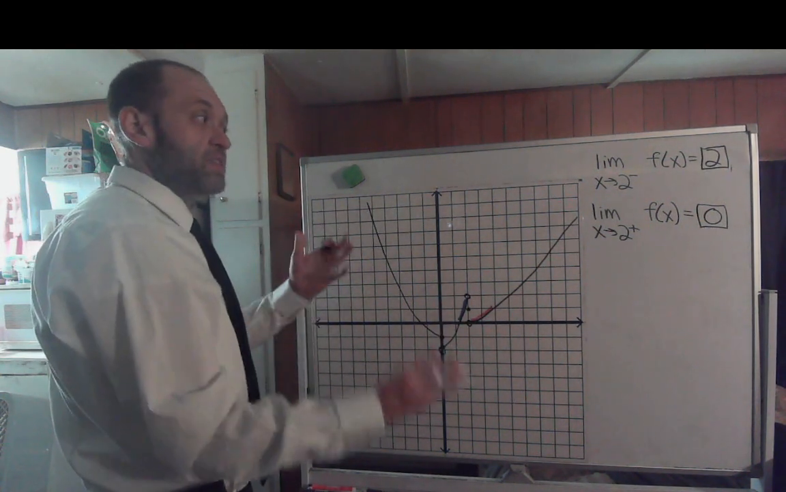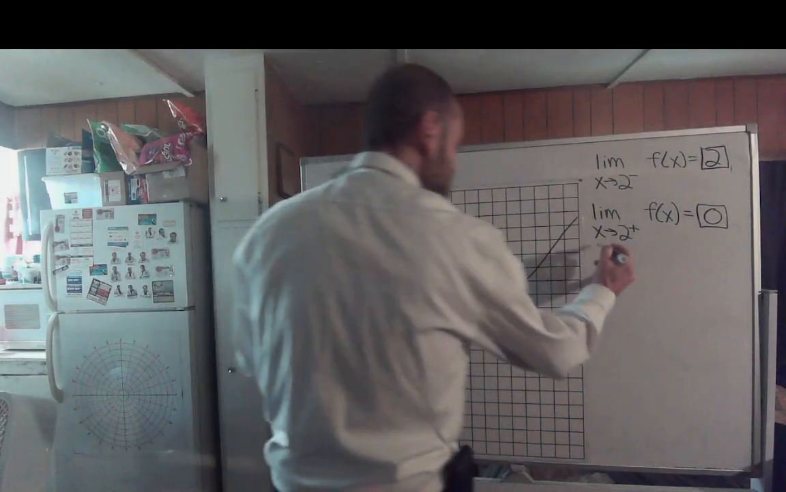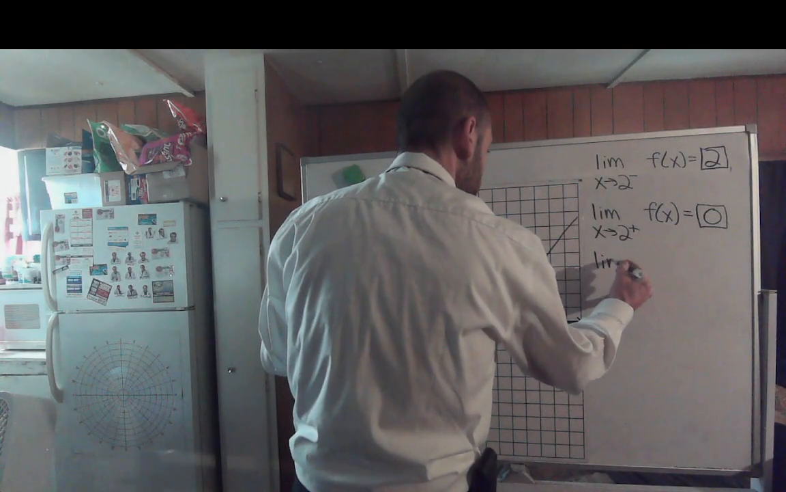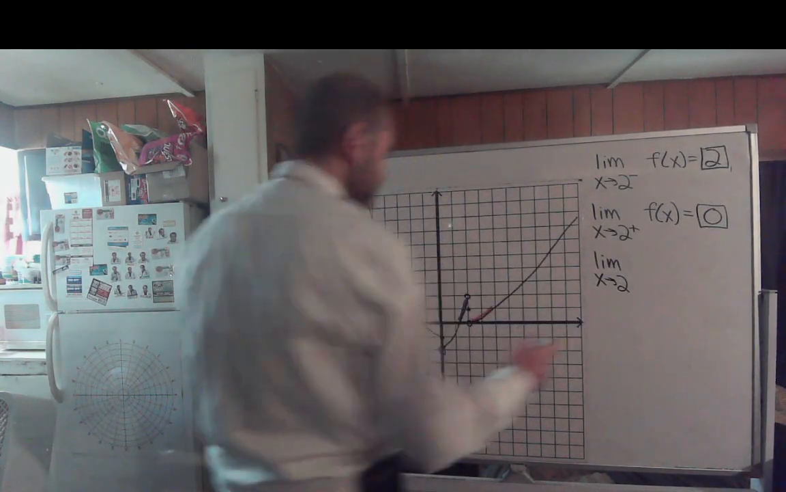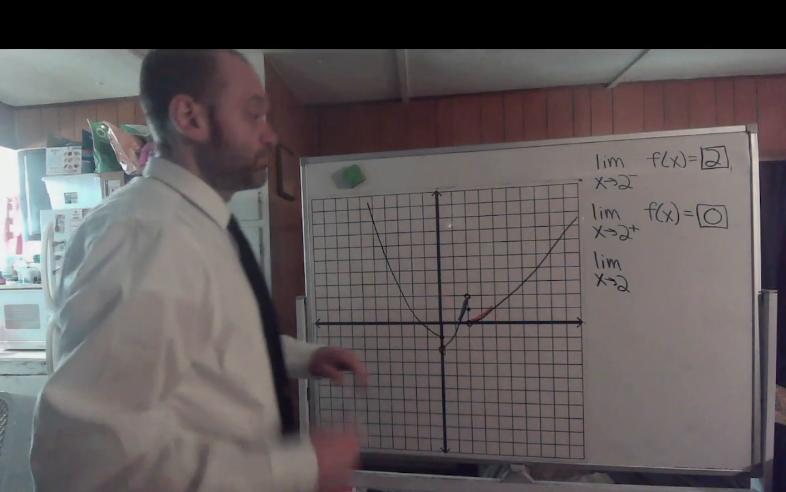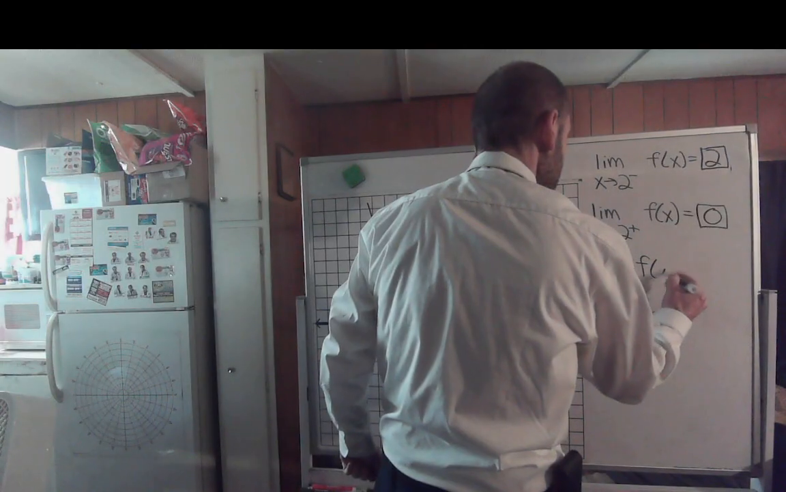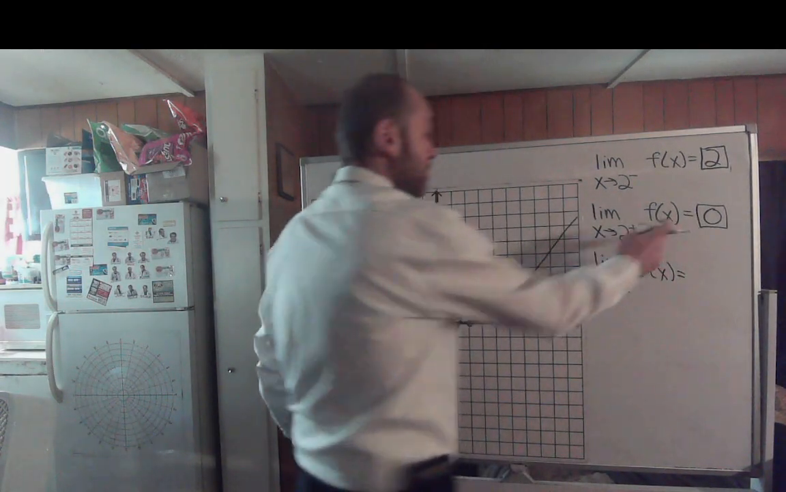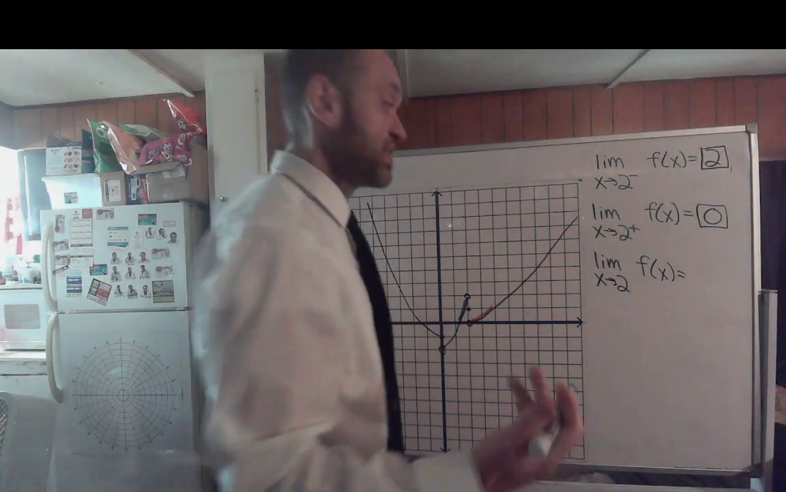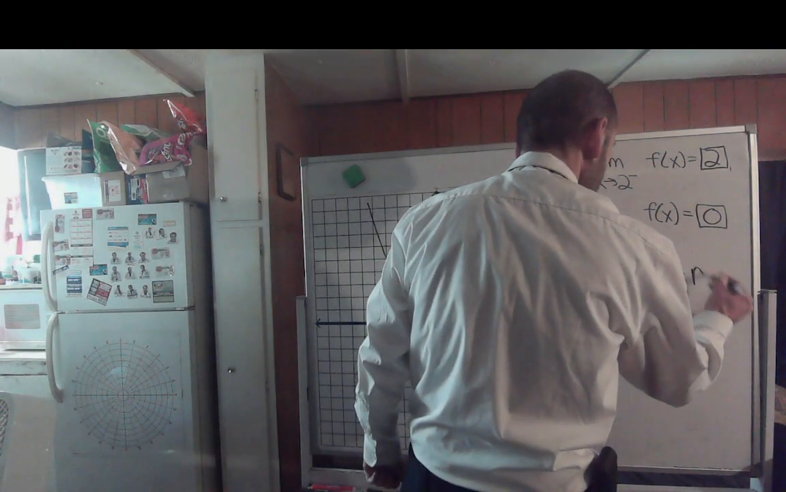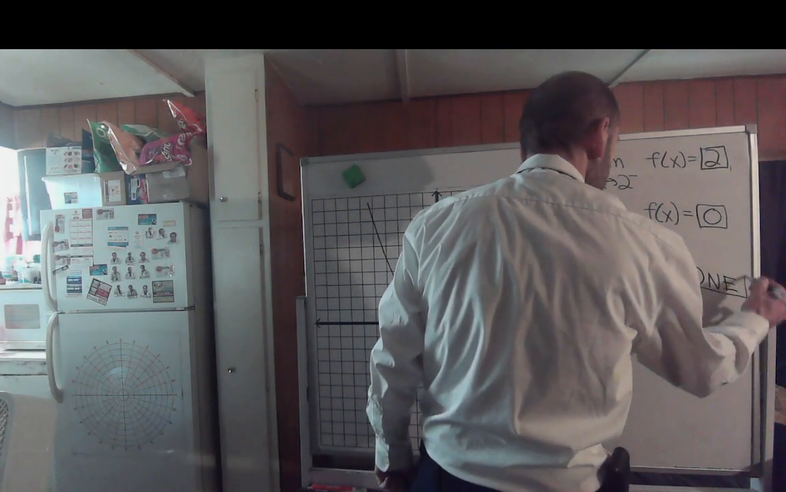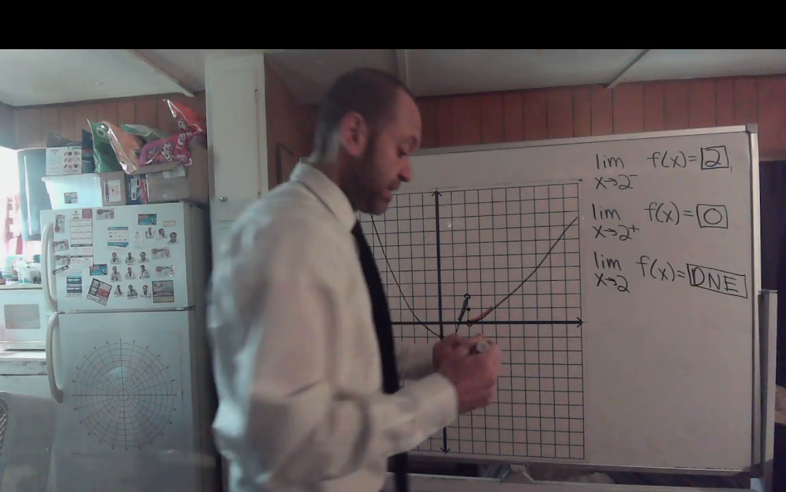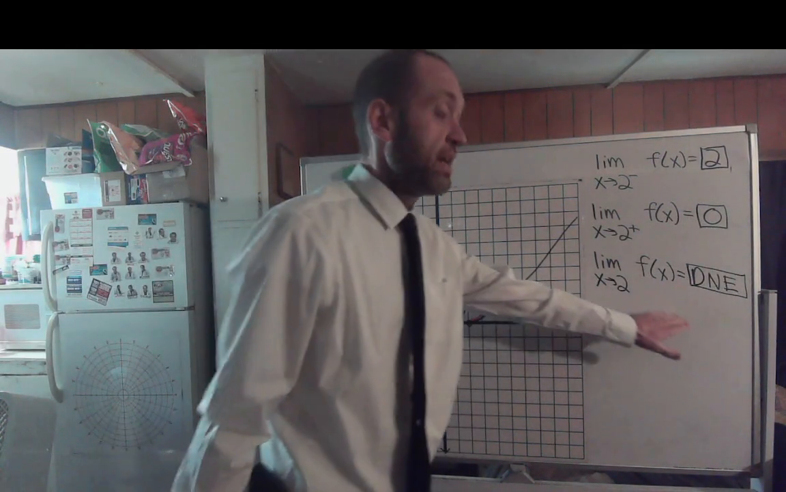Now that we found the left-handed and right-handed limit, let's deal with the general limit as x approaches 2 of this function. Well, here's the thing. The left-handed limit equals 2, the right-handed limit equals 0. Since they don't match, the general limit as x approaches 2 does not exist. So the limit itself does not exist.